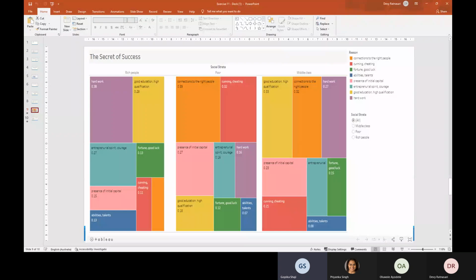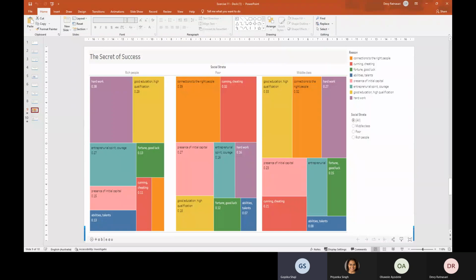But we can see that around 39% of poor people rated connections to the right people, and around 32% rated it among middle class. And this reason is very less popular among rich people. Also, around 27% of rich people rated entrepreneurial spirit and courage, which is a less popular reason among poor and middle class. Instead, they rated presence of initial capital.